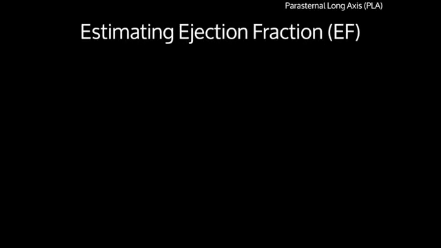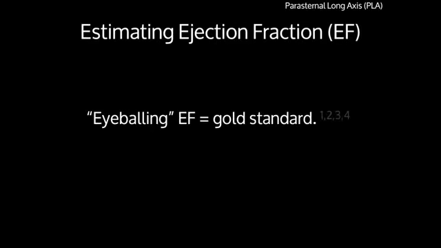The parasternal long axis view is great for estimating ejection fraction. There are a few studies that show that eyeballing the ejection fraction by looking at the squeeze of the heart and how closely the anterior mitral valve leaflet gets to the interventricular septum is a good estimate of the gold standard cardiology method of evaluating the EF. Additionally, it is much faster and can easily be done in the emergency setting.